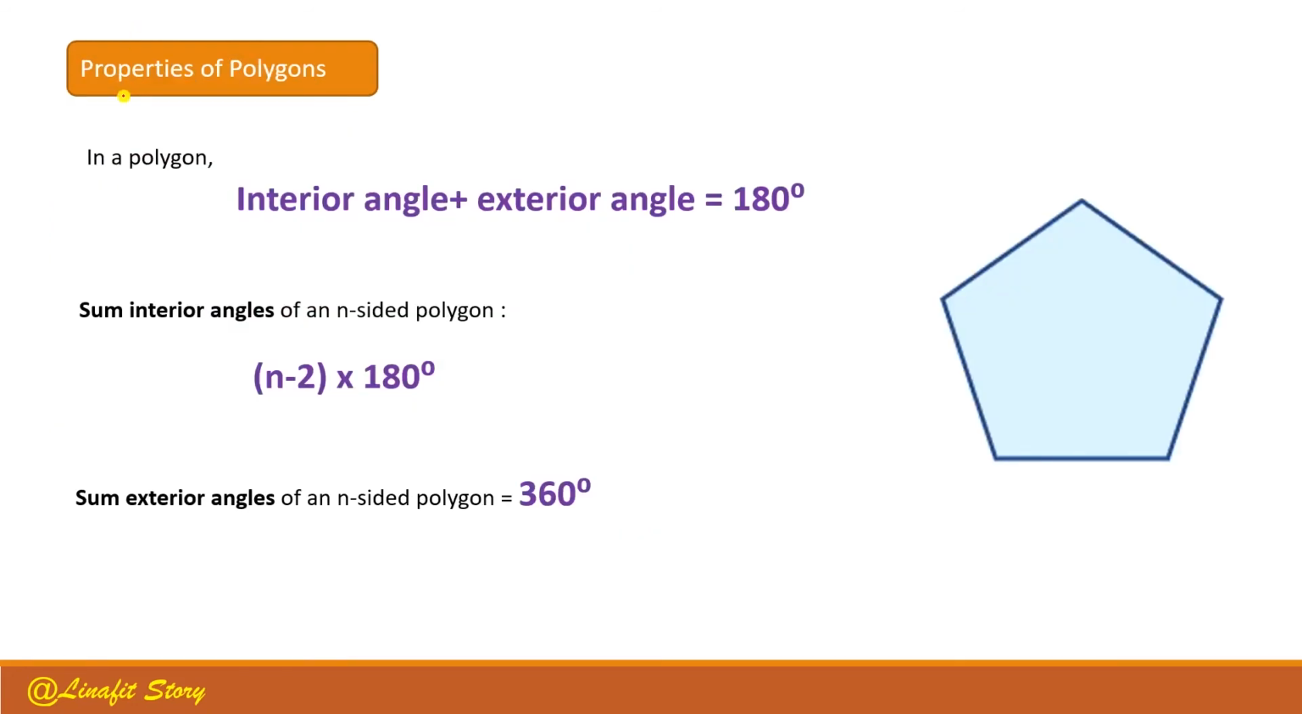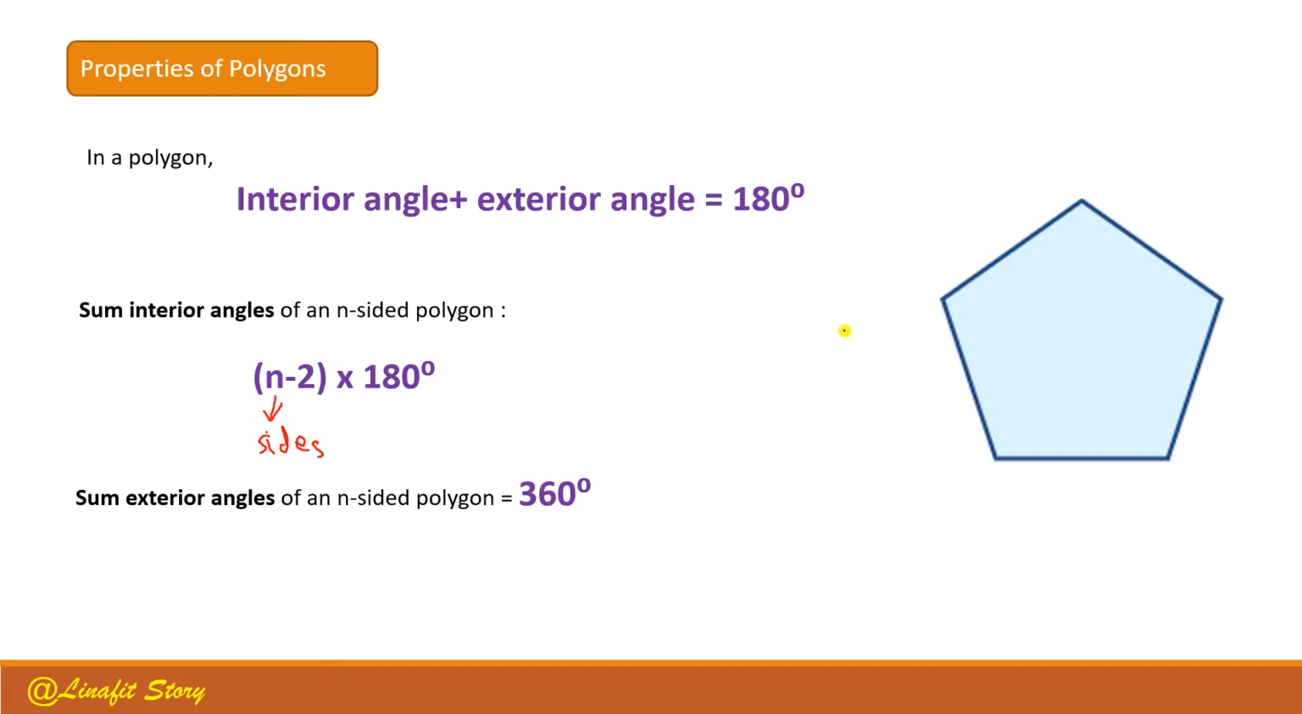Properties of polygons. In a polygon, interior angle plus exterior angle is equal to 180 degrees. The sum of interior angles of an n-sided polygon is equal to n minus 2 times 180 degrees. n means how many sides there are. The sum of exterior angles of an n-sided polygon is equal to 360 degrees.